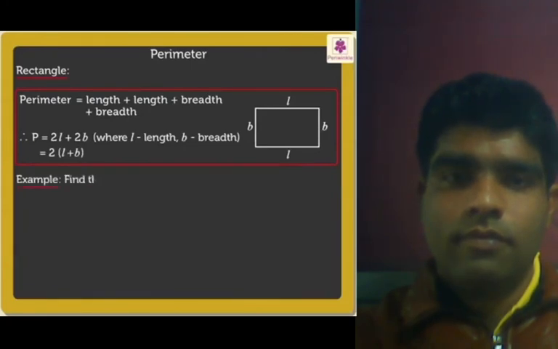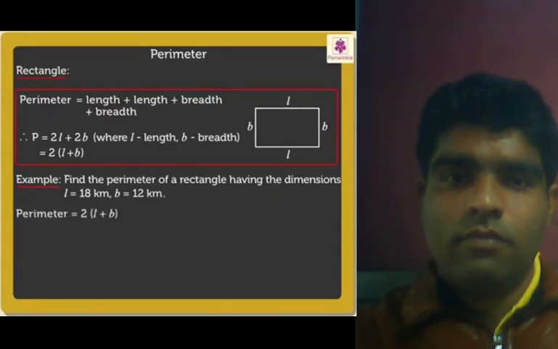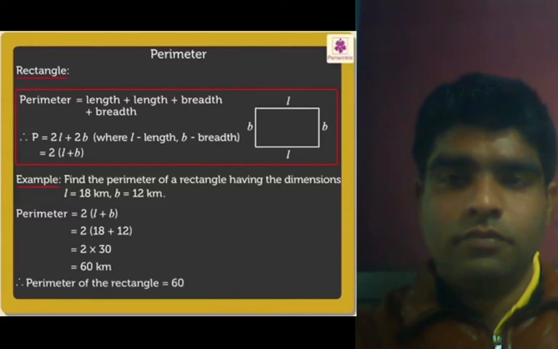Now, let's find the perimeter of a rectangle having length equal to 18 kilometers and breadth equal to 12 kilometers. Using the formula, perimeter of the rectangle is equal to 2 into, in brackets, 18 plus 12, which is 2 into 30, which is 60 kilometers. Thus, the perimeter of the rectangle is 60 kilometers.